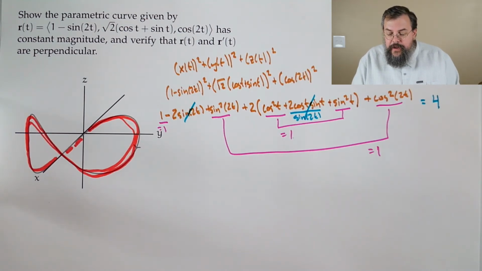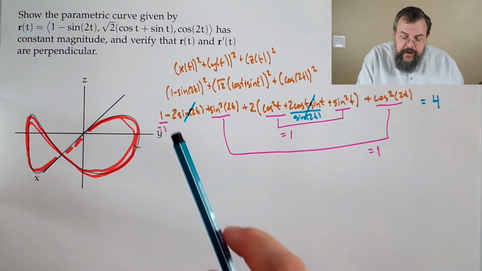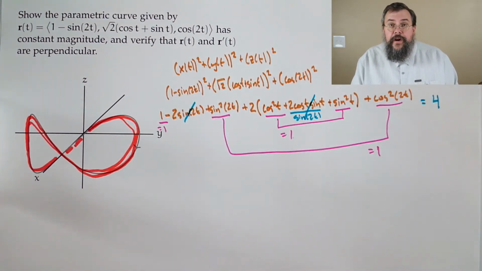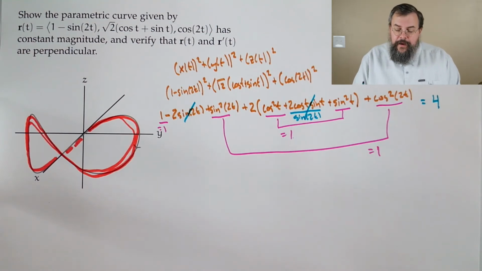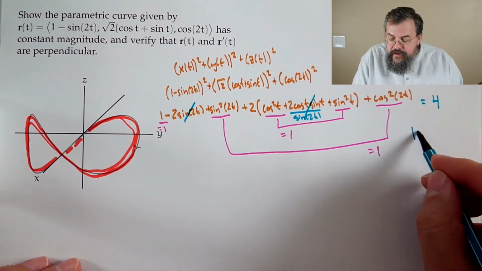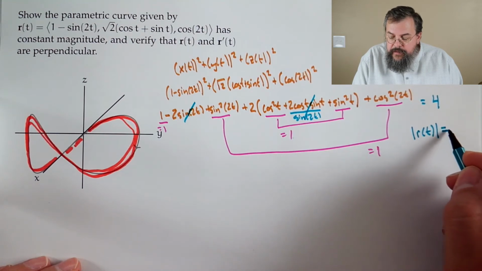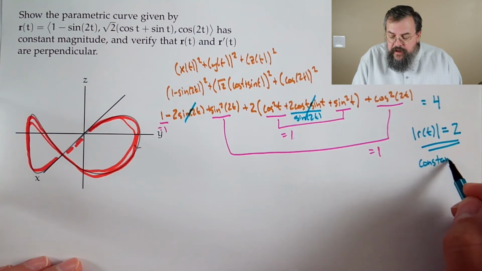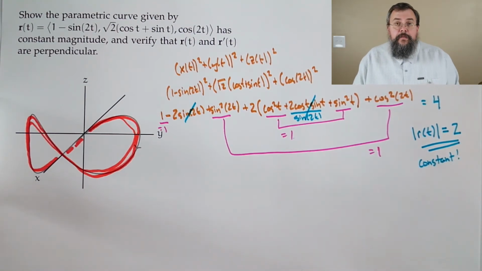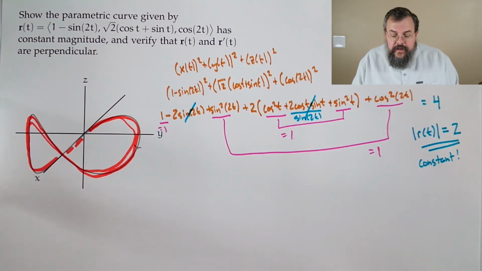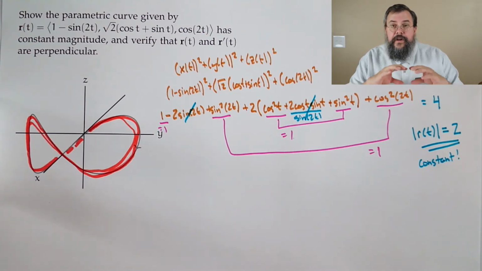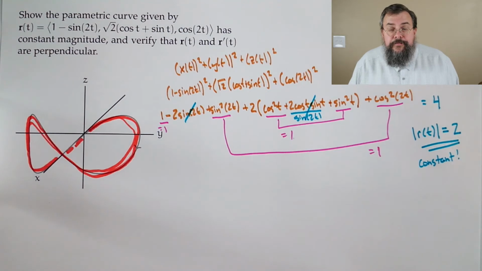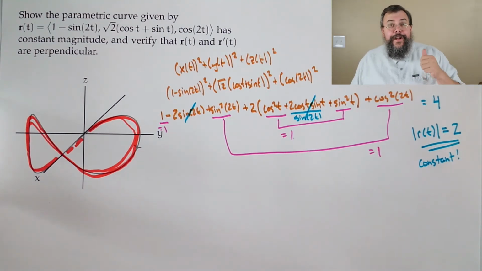And so, what can we say? Well, we can say that x squared plus y squared plus z squared equals 4. Take the square root, and we come to the conclusion that the magnitude of r of t is always going to be equal to 2. So, constant magnitude. So now we can say a little bit more than we had before. Not only is it a constant magnitude, but we know that we're sitting on a sphere which has radius 2. All right, well, that's part of it.